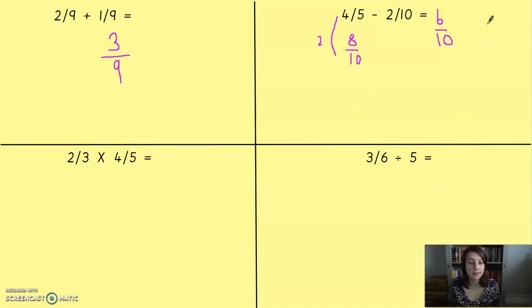Then when we're timesing fractions, remember we're just timesing the top by the top. So 2 times 4 is 8. And then 3 times 5 is 15. So we've got 8/15 there.